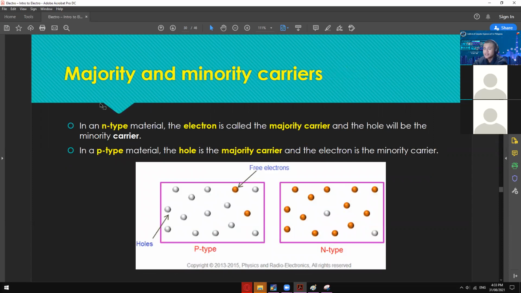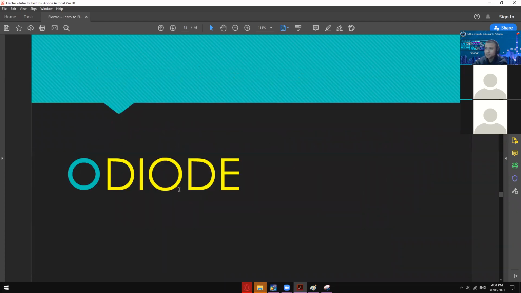Okay? And then in here, so we have the N-type. So, when we see majority, it has more of that kind of elements. So, N-type, it has more negative elements or electrons on that material. And then P-type, it has more holes, or the majority carrier is a proton or positive. Okay, so ganoon lang siya kasimple. So this one, the white one is the proton or the holes, and then the N-type, so it has more electrons, which is the orange. Okay, and then the next one is diode.